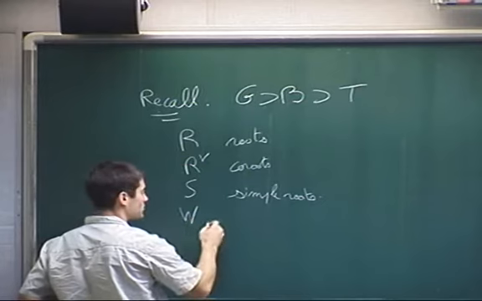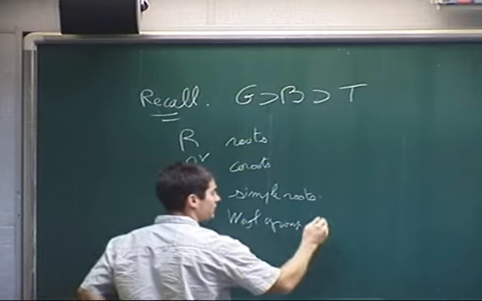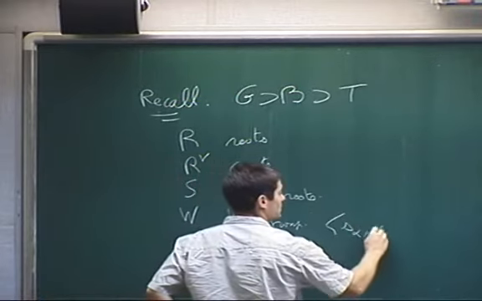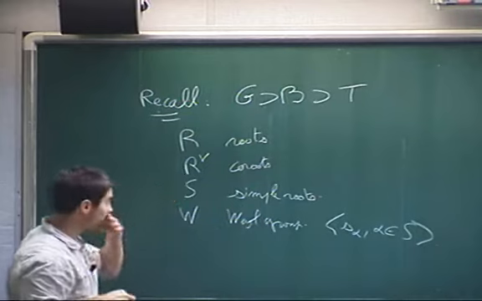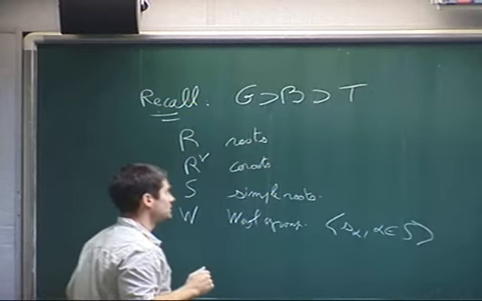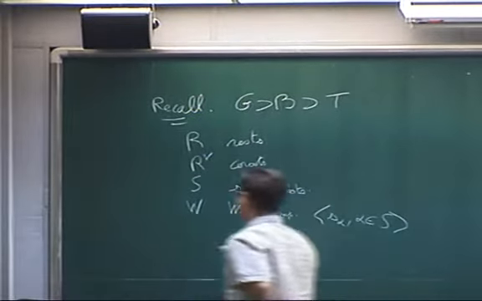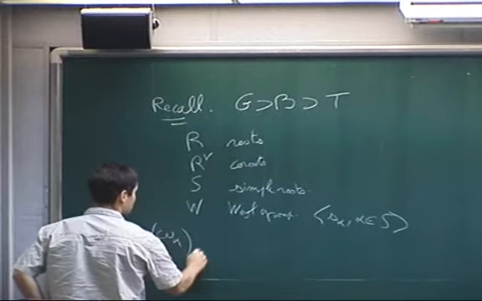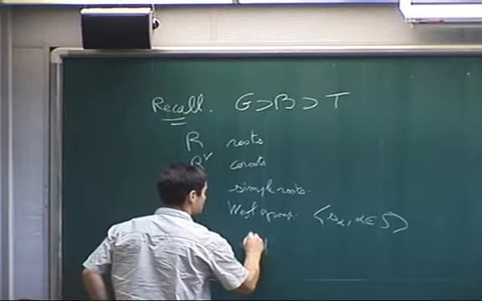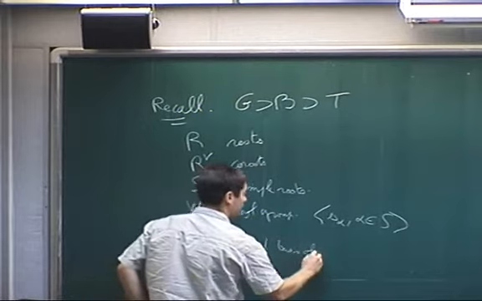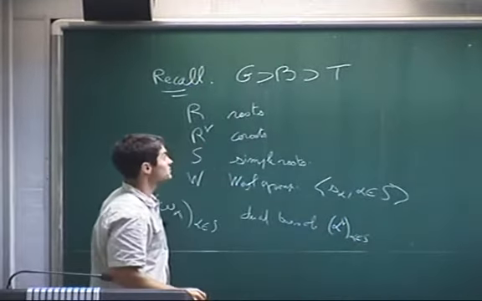We also have a finite group, which is the Weyl group. And the Weyl group is generated by the simple reflections s_alpha with alpha in S. And we also have the fundamental weights, indexed by the simple roots, which is the dual basis of the co-roots associated to the simple roots, so the simple co-roots.